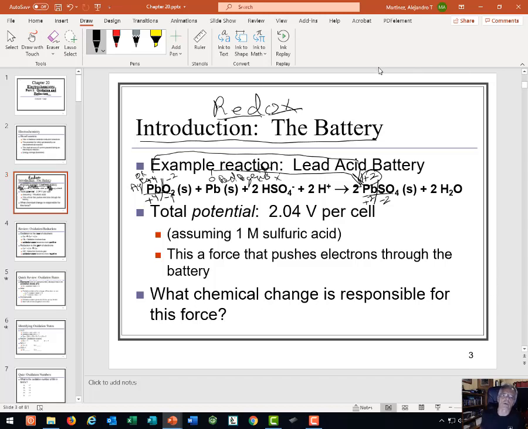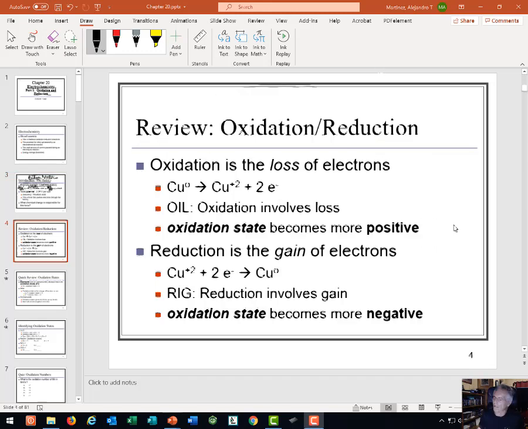Well, I've already mentioned it. I guess I was a little premature. And that is reduction, which always exists in tandem with oxidation, and we just call it redox for short. So a quick review. Oxidation is the loss of electrons.